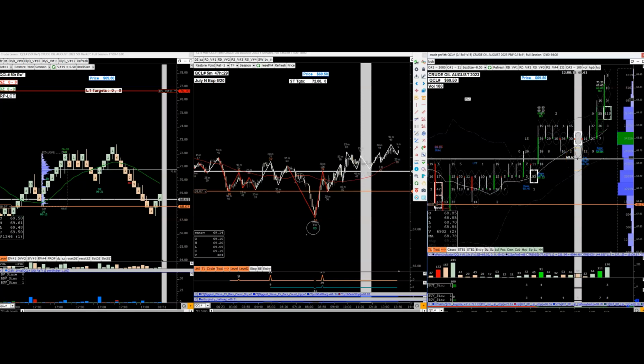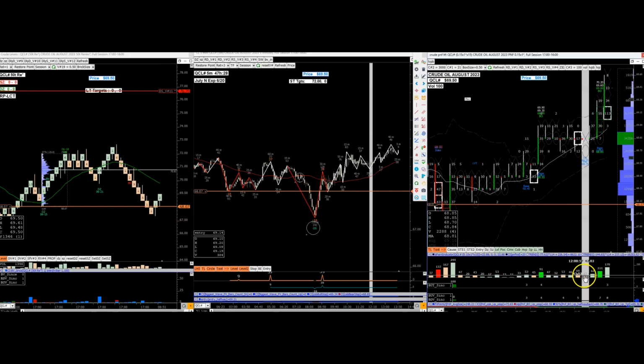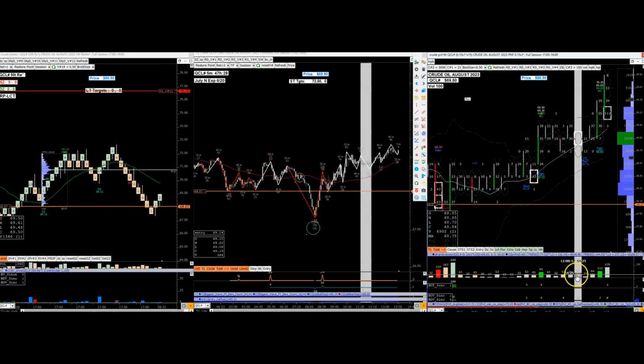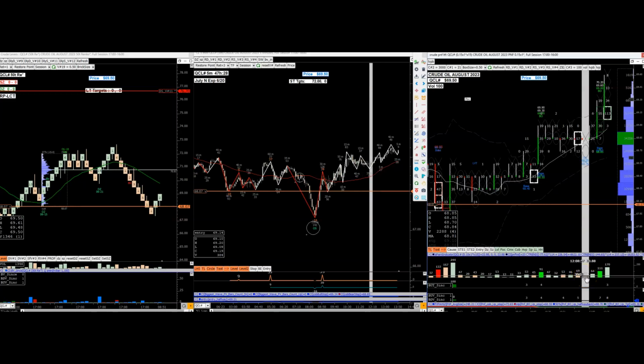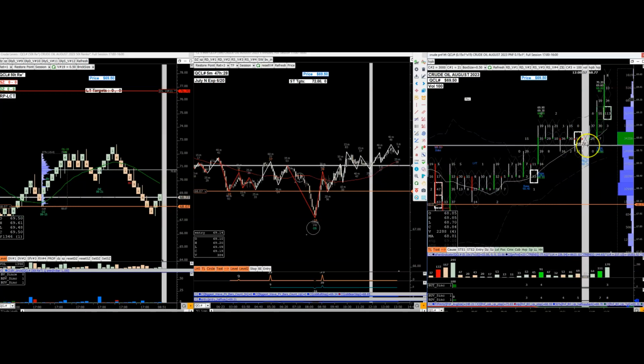53 goes up 69. Low volume right here, 23. The 23 is very telling. Why is it telling? Because the volume diminishes and it's less than the up volume. So you have a shot at continuing the markup. And that's what happened.